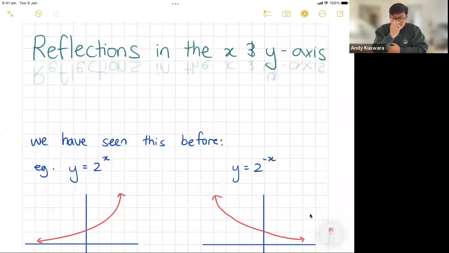Okay, let's get to it. Today we are talking about reflections in the x and y axis, and this is nothing we haven't seen before. So all this stuff we kind of know, we're just putting a little bit of detail towards it.